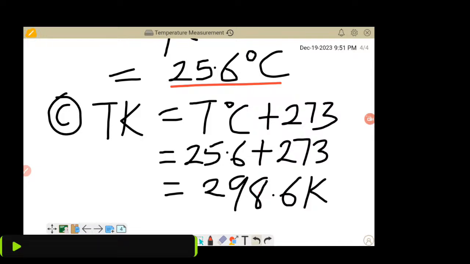Even though at the beginning of the class the network gave us little problems, that is why I'm summarizing it. We consider two reference points on every thermometer, which are the upper fixed point and the lower fixed point. The upper fixed point, also known as the steam point, has a temperature of 100 degrees Celsius, while the lower fixed point, also known as the ice point, has a temperature of 0 degrees Celsius.